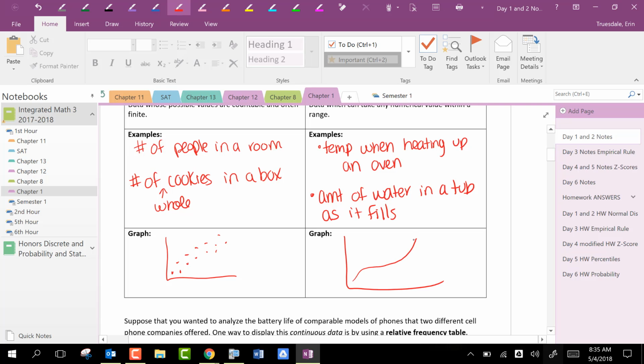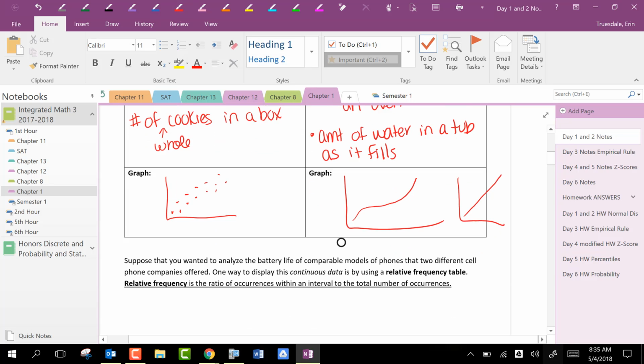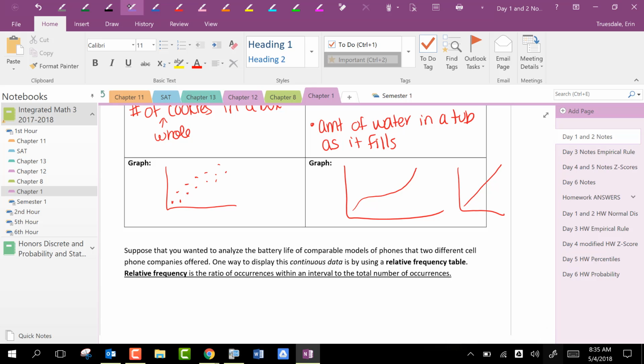So it would be more like a line. It doesn't jump from one to the next. No, it could be a straight line too. Okay, it's just that it's connected. It's all those points in between. Good question. Anything else?